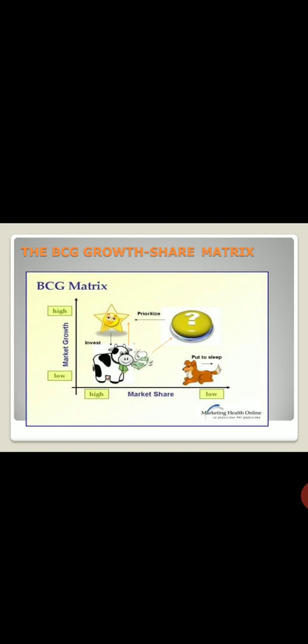And the fourth category is dog. This is a stage where your company's growth rate is low, your company's market share is also low, and there are no new opportunities or new customers for your company, and no company will be interested to invest in your organization.